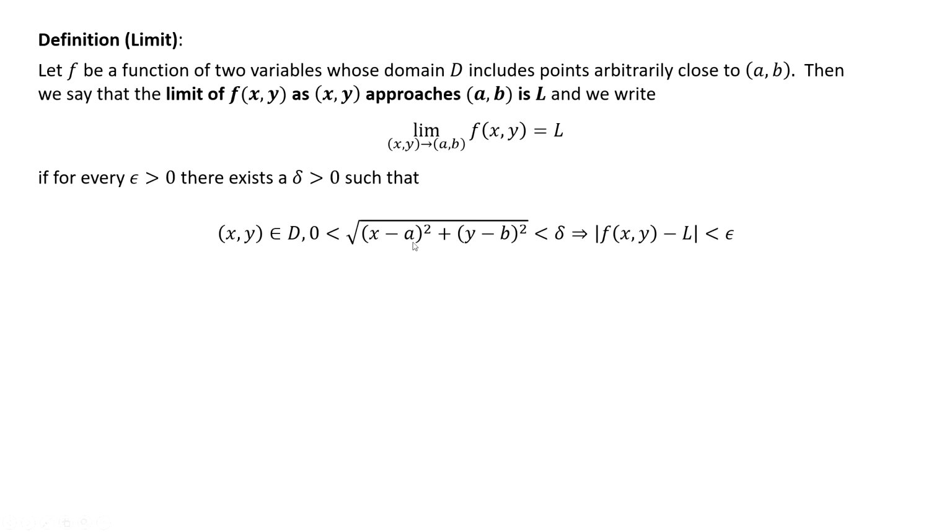Especially if I said the stuff inside the radical is equal to some r squared, if I were to say, hey, that's the equation of a circle with the center a and b and radius r. Yeah, you're right.